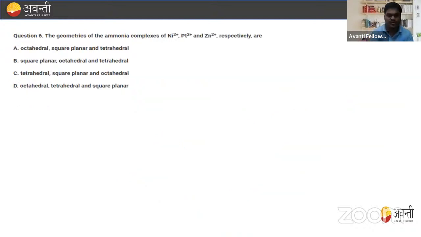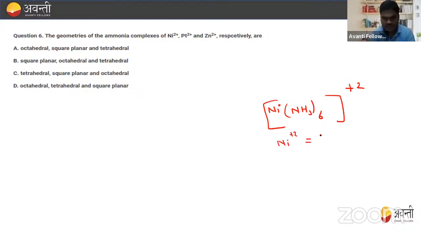Now, let's do one more question. What are the geometries of the ammonia complexes of Ni2+, Pt2+, and Zn2+ respectively? So now they are asking about the geometry. With Ni +2, it will be [Ni(NH3)6]2+, in the +2 oxidation state. NH3 is a strong ligand, so it will form an octahedral complex. We know that whenever the coordination number is 6, it forms octahedral. So this is octahedral in this case.